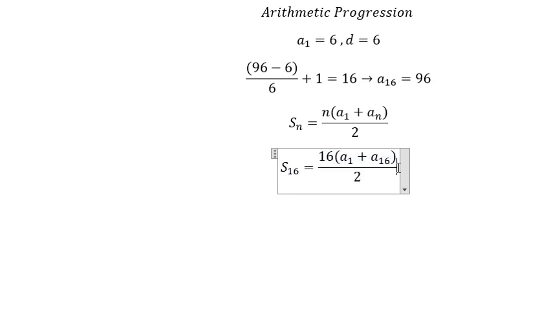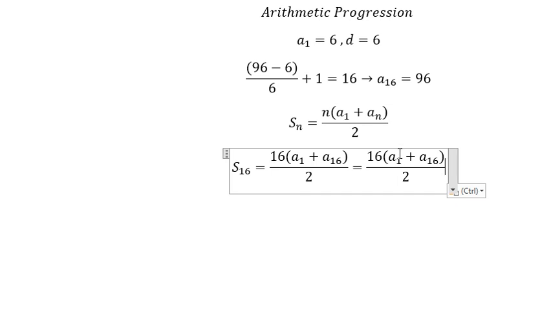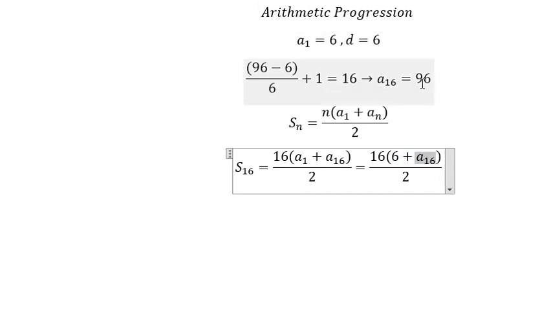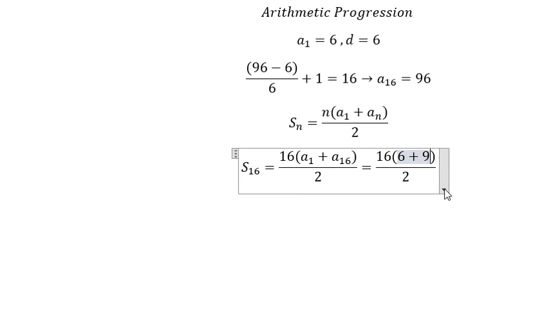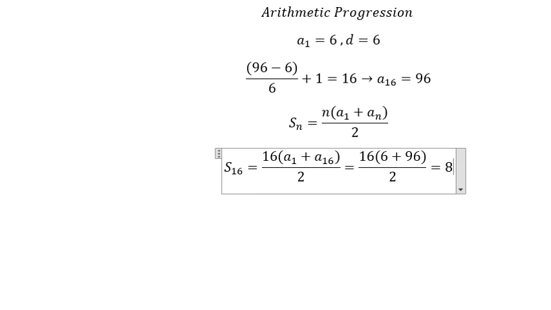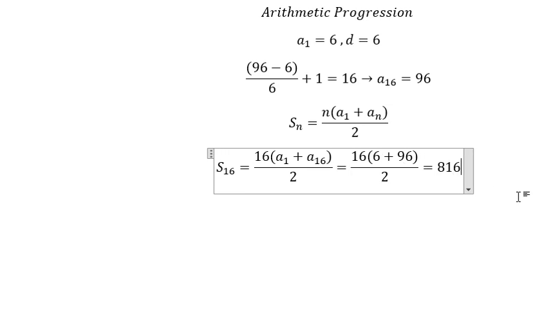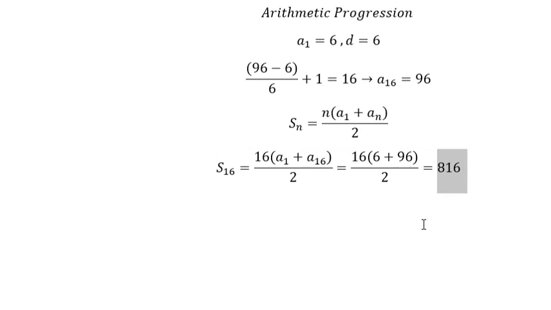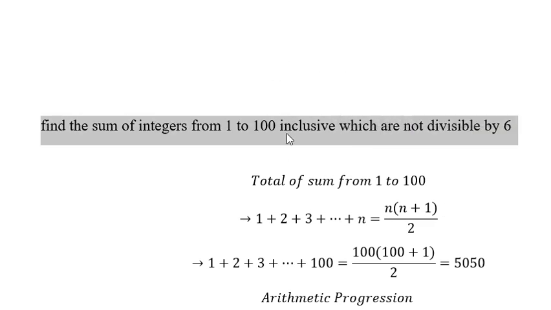So we have the first term, that is number 6. This one we have 96. So we calculate these numbers in here, and that is 816. Now we can use this number minus this number, and we can have the final answer.